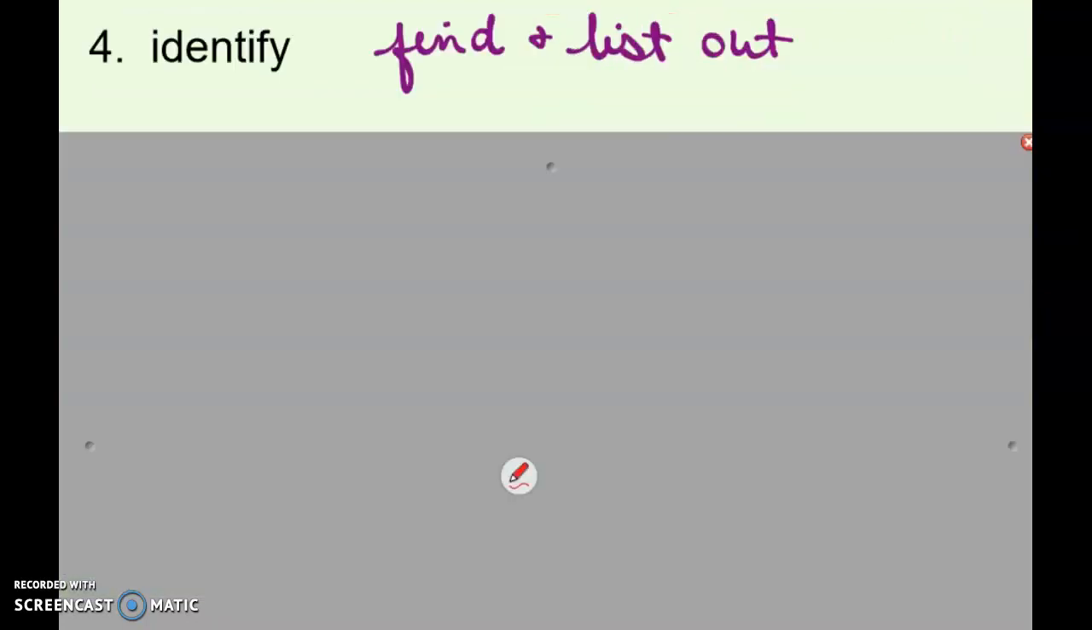Okay, so vocab 4 is to identify. So that's a verb. When the directions say to identify, they want you to find and list out whatever they're asking for. So a lot of the questions we see will say like identify the terms or identify the like terms. Those are examples of questions you'll see, and that means find them and tell me what they are.